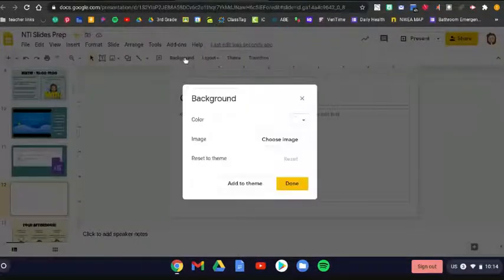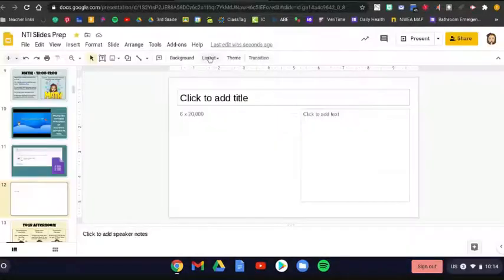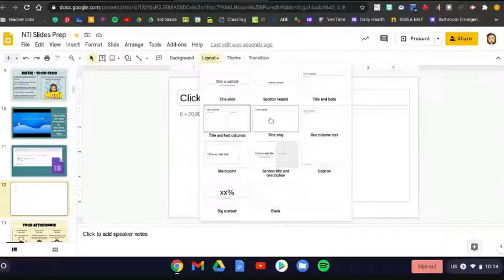In the chat box, make a prediction. We're going to follow the pattern. 6 times 20,000. I'm going to change my layout so we can actually see what we're doing here.